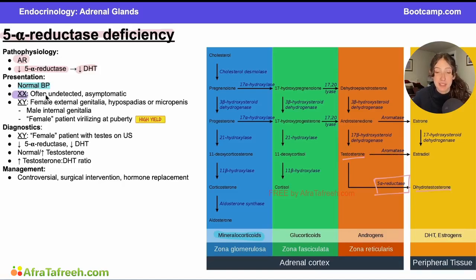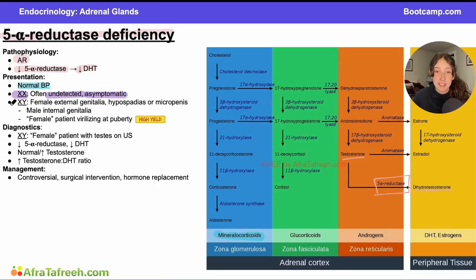Now, in XX patients, this presentation is often going to be asymptomatic and undetectable. And this is because XX patients don't really have a huge use for dihydrotestosterone to begin with. So the low levels of dihydrotestosterone aren't really going to affect their presentation as much.